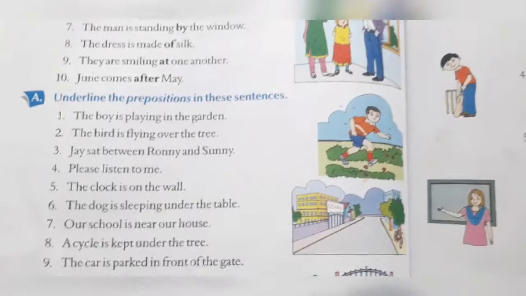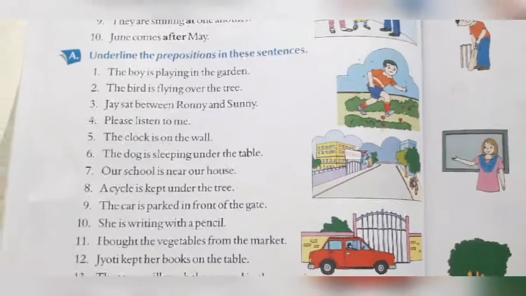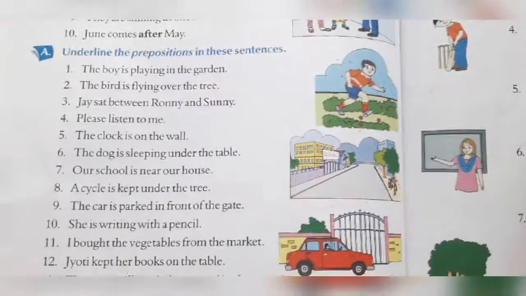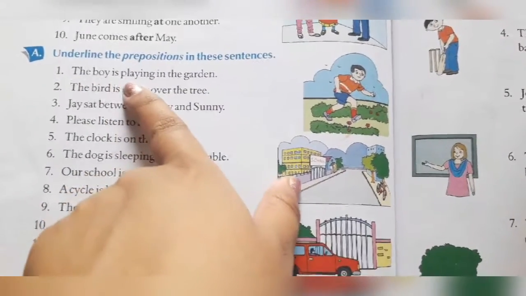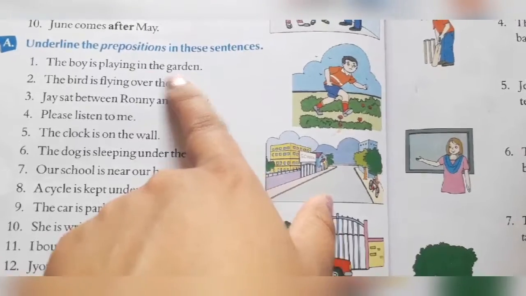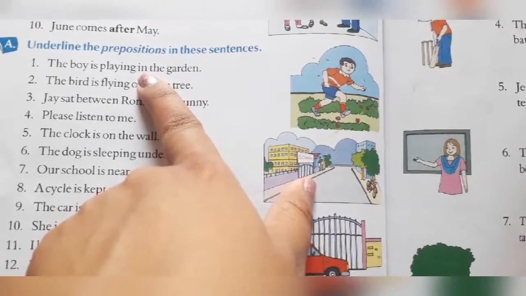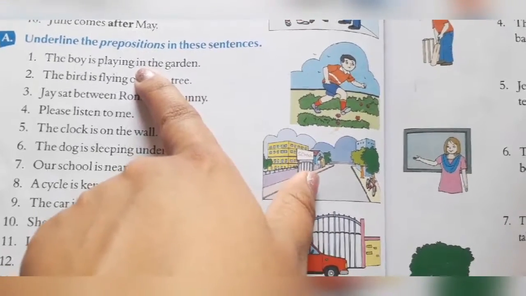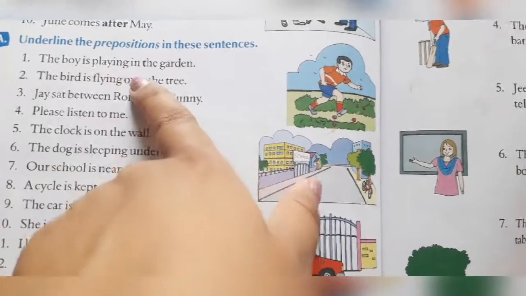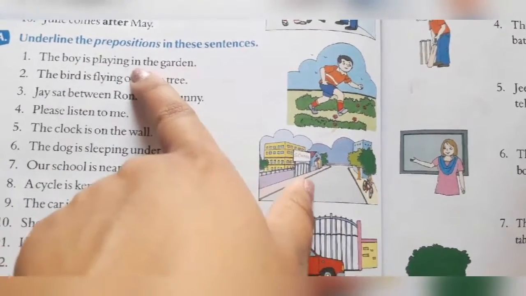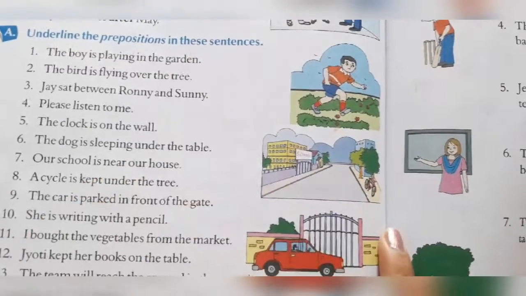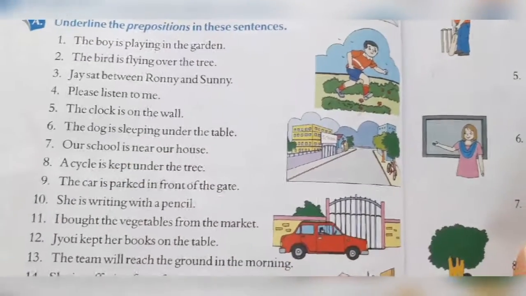These were some of the sentences. Now let us look at the exercise. Underline the prepositions in these sentences. The boy is playing in the garden. Here the preposition in is used to show the relation between the boy and the garden. Garden के अंदर खेल रहा है. In is the preposition. You have to underline in.